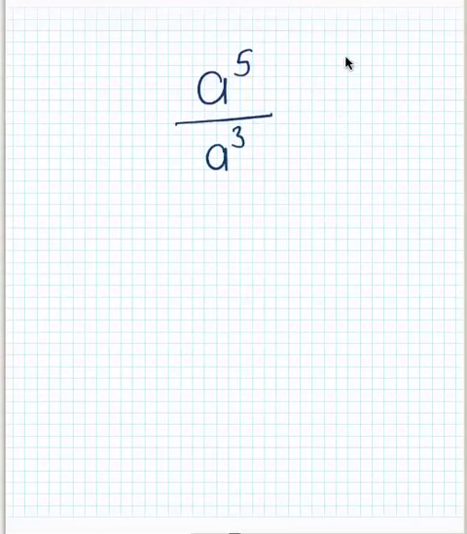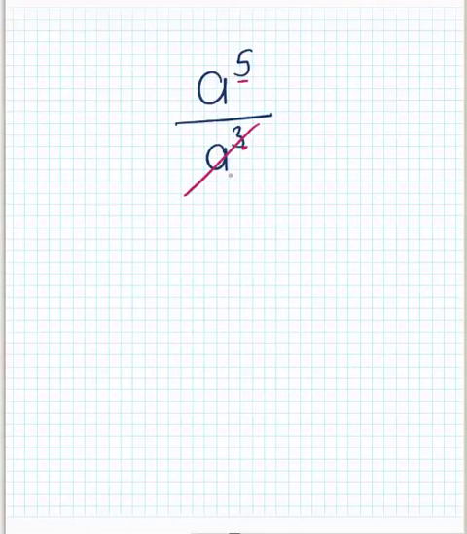So instead of having a times a times a, let's do it this way. So we've got 5 A's on top and 3 A's on the bottom. Now, out of 5 and 3, which one is our smallest amount? Well, our smallest amount is obviously 3. 3 is less than 5. So what I'm going to do now is take away my smallest amount.